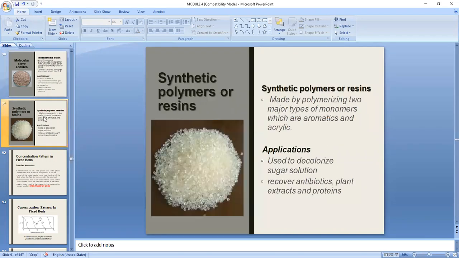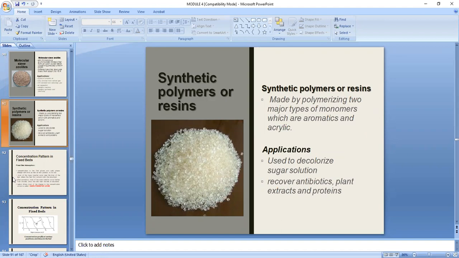The last here is the synthetic polymers or resins. Synthetic polymers or resins are made by polymerizing two major types of monomers, which are aromatics and acrylic. They are used to decolorize sugar solution, take note, and for the recovery of antibiotics from plant extracts and proteins.